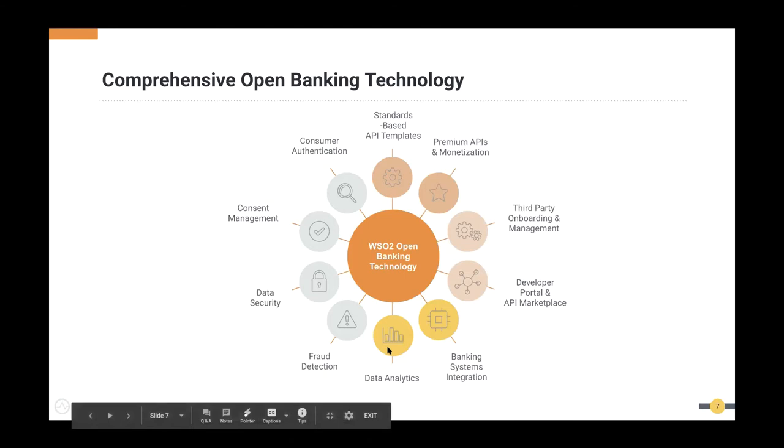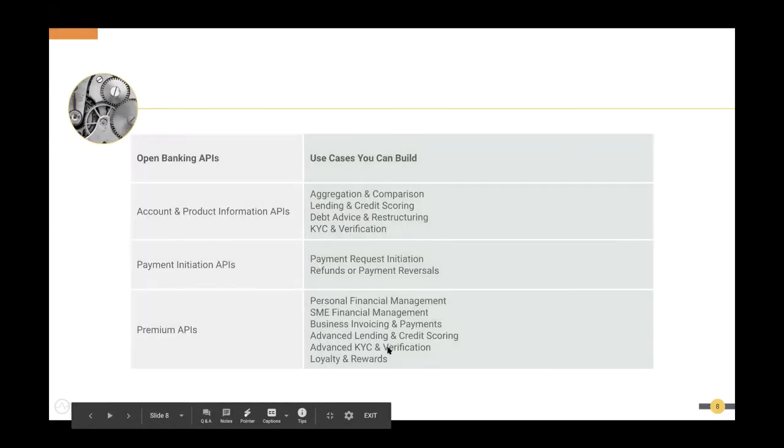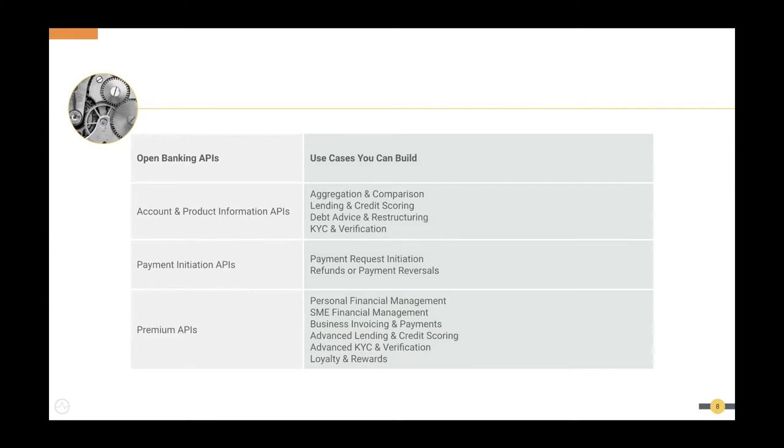So with the comprehensive feature set explained in the previous slide, you may wonder what type of use cases can be achieved from our solution and from the open banking standards. At a high level, there are three sets of API categories that banks have looked into: the account and product information API, the payment API, and the premium APIs. In other words, premium APIs means the custom financial APIs created for partners to get revenue streams in return for the banks.